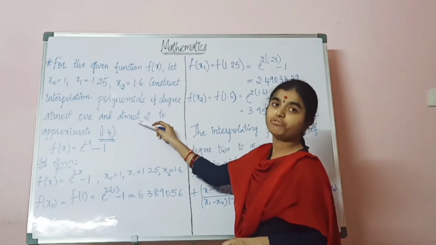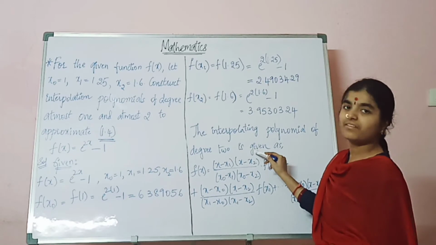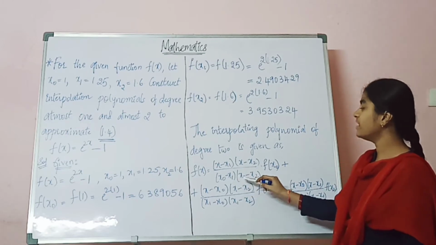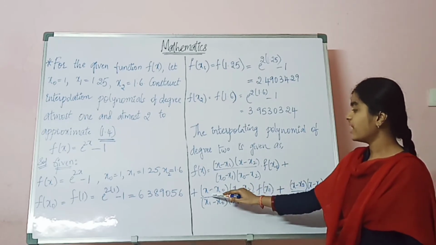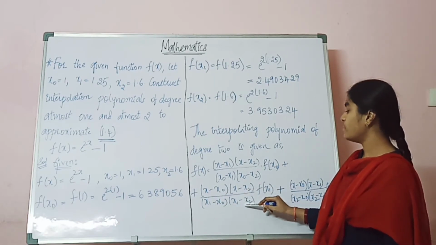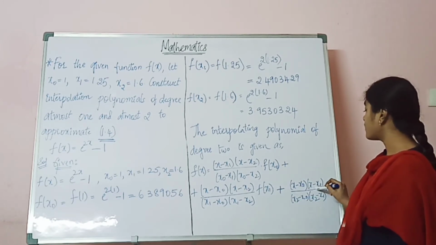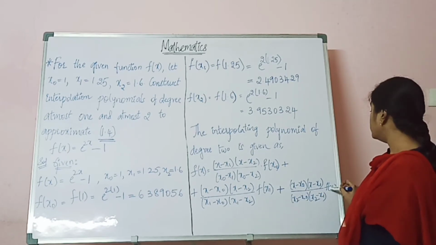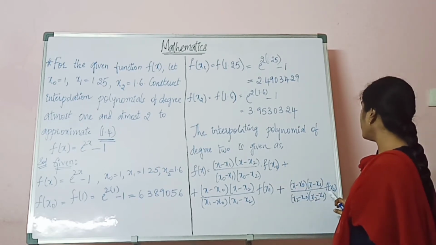What is given in the question? We have to find at most 2 degrees. So the interpolating polynomial of degree 2 is given as f of x equals x minus x1 into x minus x2 by x naught minus x1 into x naught minus x2 into f of x naught, plus x minus x naught into x minus x2 by x1 minus x naught into x1 minus x2 into f of x1, plus x minus x naught into x minus x1 by x2 minus x naught into x2 minus x1 into f of x2.